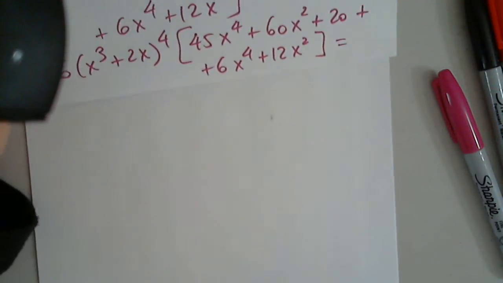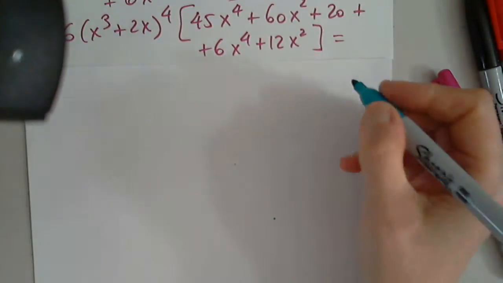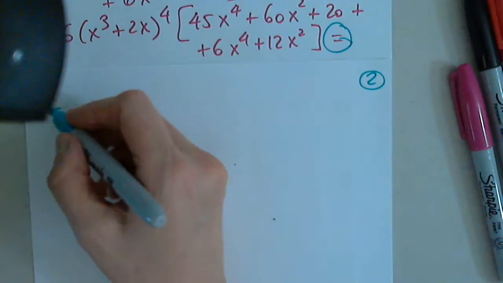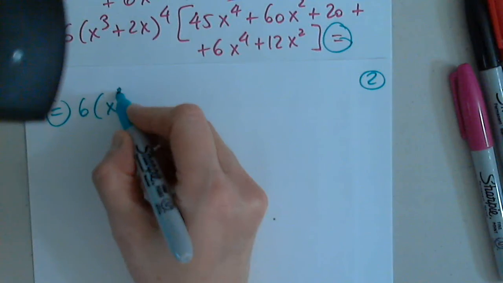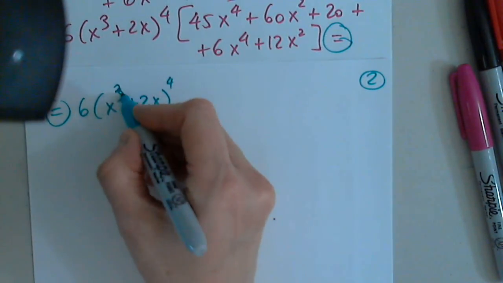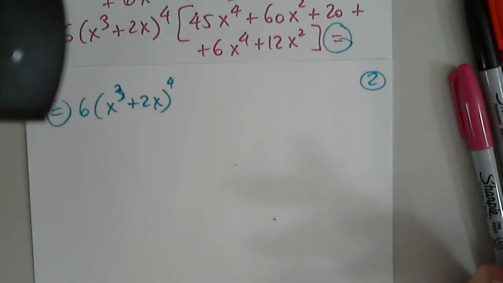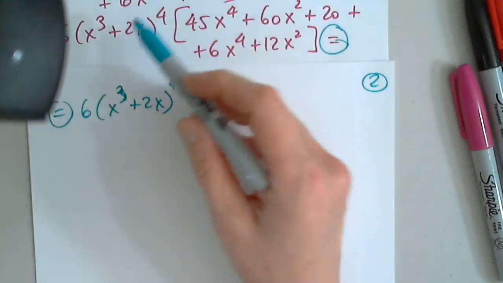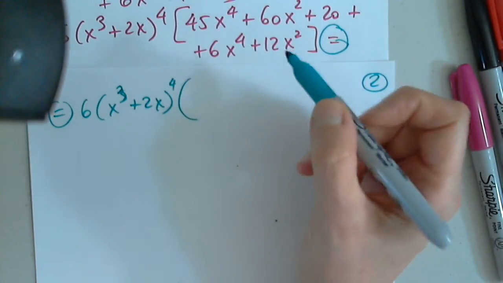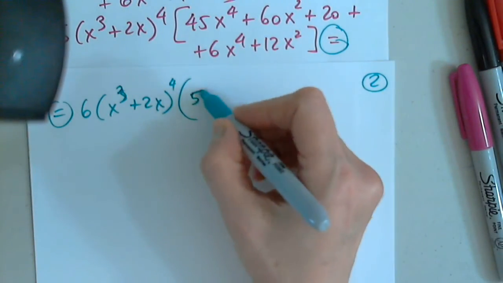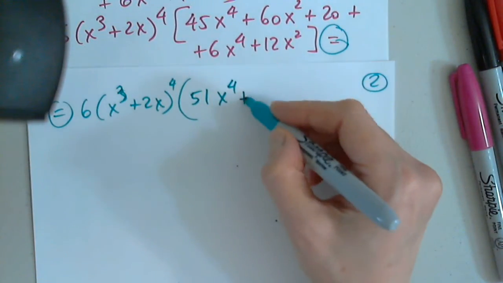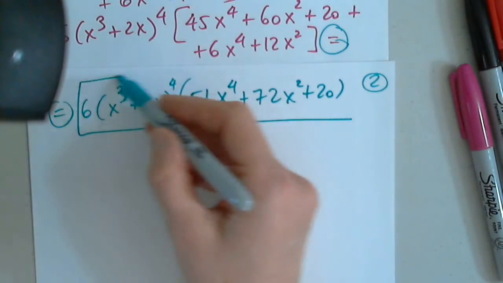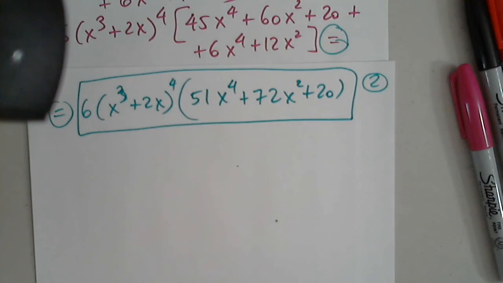Yeah. Okay. So finally, we have the final form. So from here, I go here. So the 6 stays outside, x to the 3rd plus 2x to the 4th. Now, on problems with powers like -3/2, I'm not going to do this. I'm not going to even think of doing it. But here, everything has nice powers. So I have 45 and 6, which is 51x to the 4th. And I have plus 72x squared and plus 20. This is the final simplified form of the second derivative.